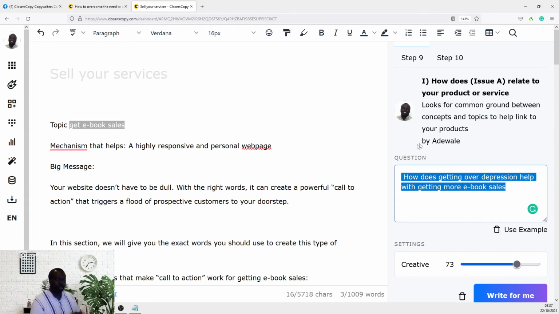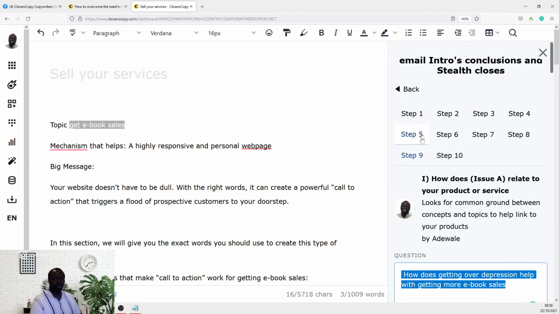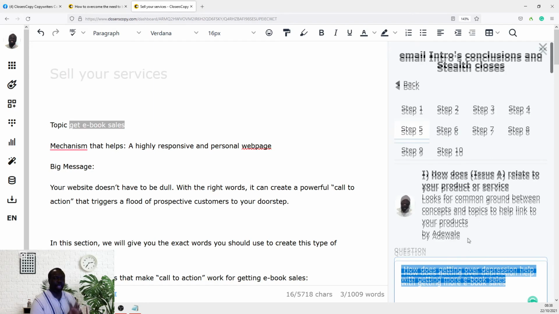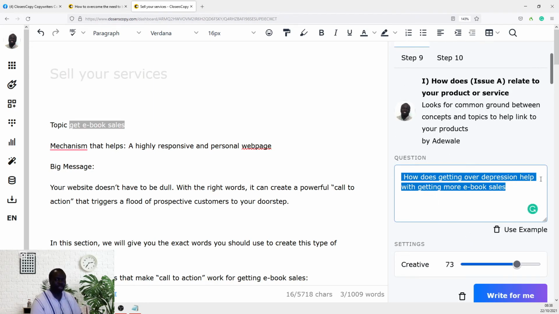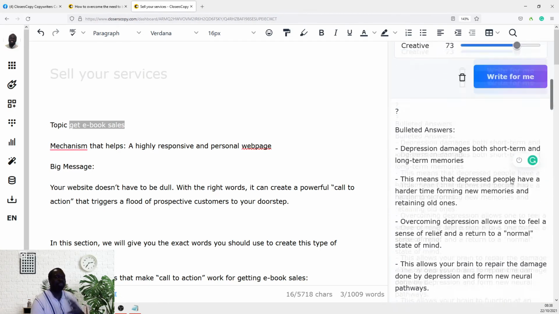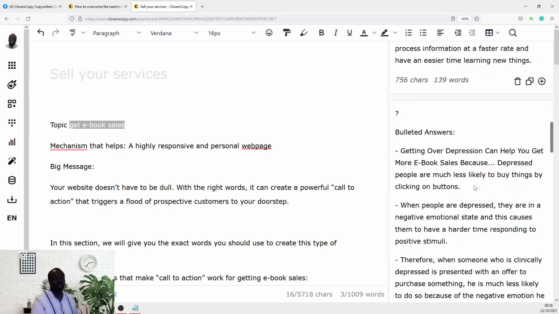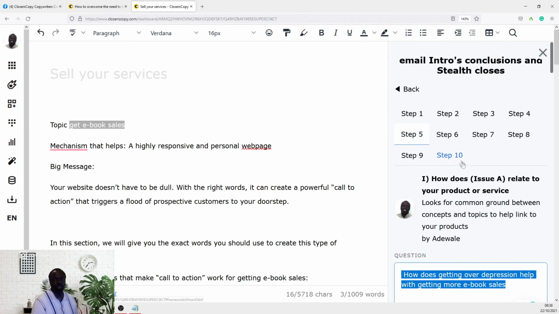this particular idea works. So you may have an email you're writing and you're thinking, how can I link it to my product? Just come to the step 5 here and ask that question: how does thing A link with thing B? And it should give you some ideas of how you can link them together. Okay.